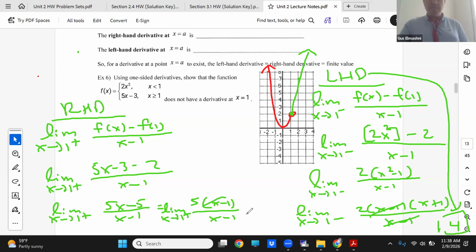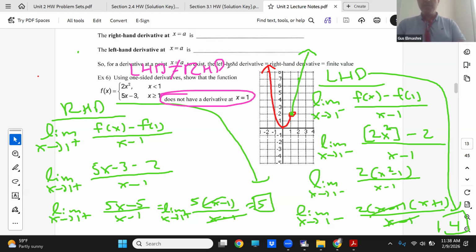What goes away? So you get 5. Because the LHD does not equal the RHD, we do not have a derivative. And that's how you prove it.